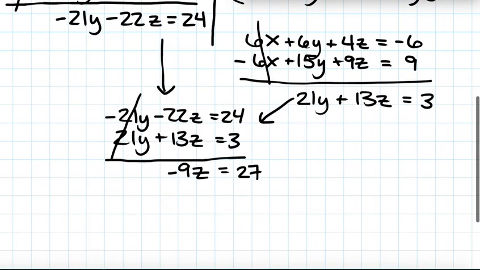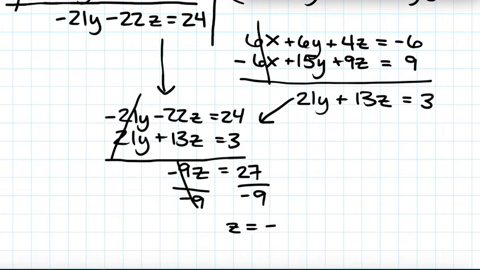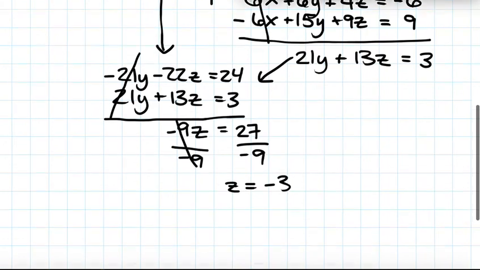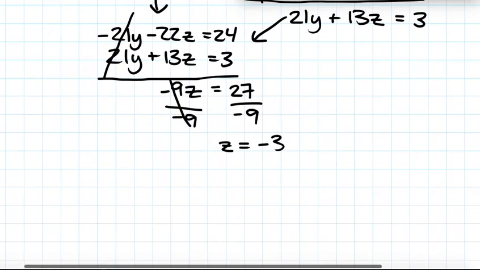And lastly, I just need to divide by -9 to get z. Now, all of these in the homework, they should come out to be whole numbers. If not, that means you have some kind of mistake. So 27 divided by -9 is -3. Make sure that you're keeping that negative sign.